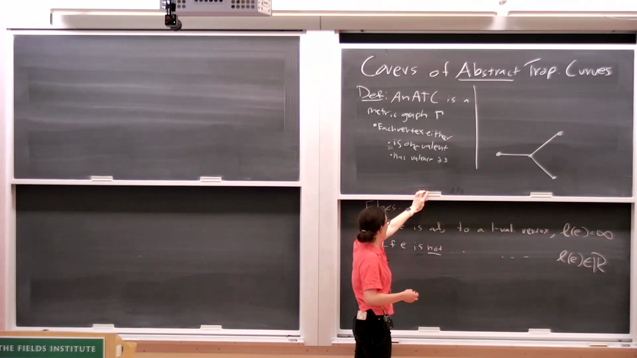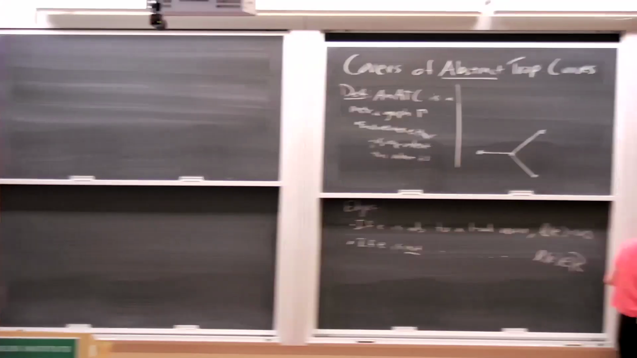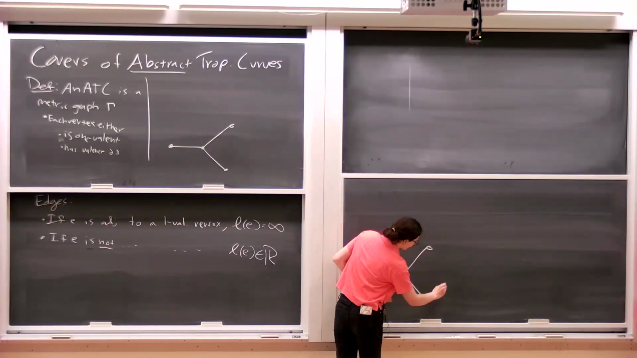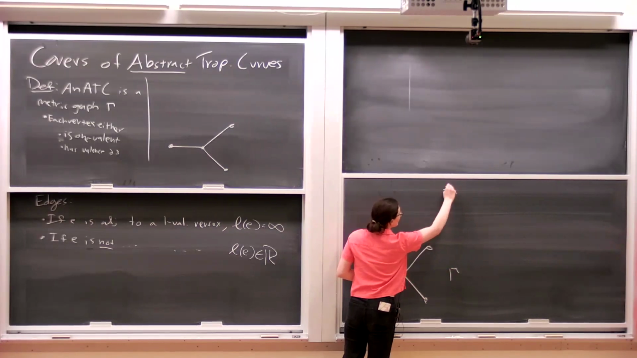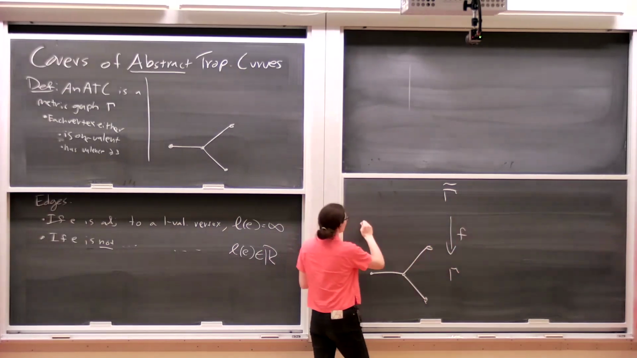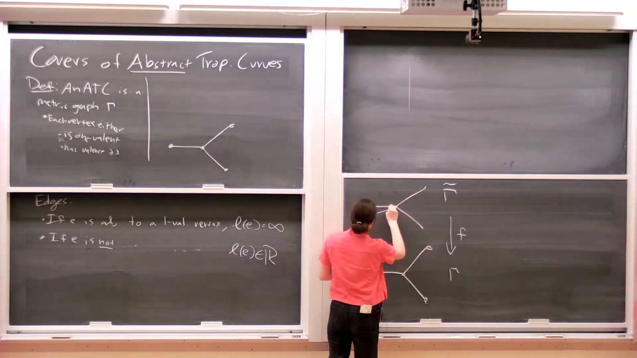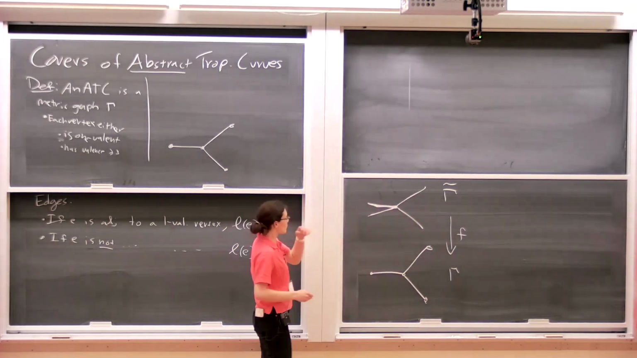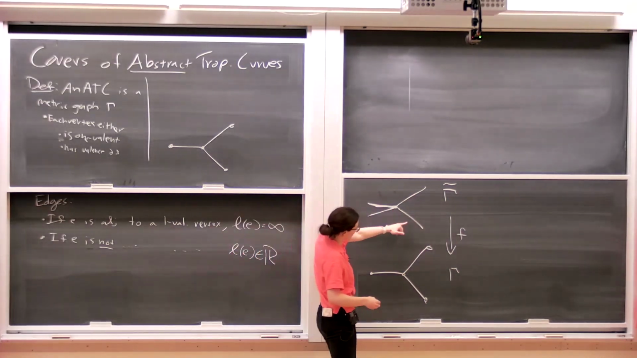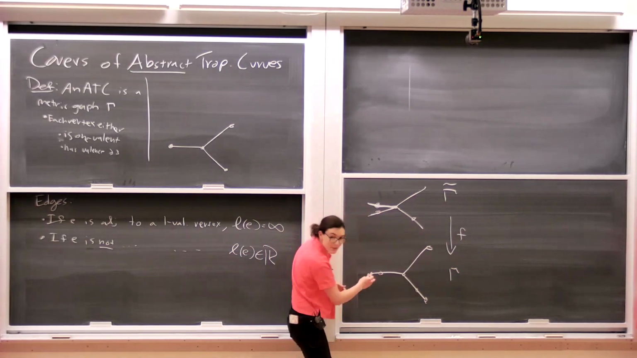So now we can actually look at our covers. So that's just an abstract tropical curve, but we want a cover of an abstract tropical curve. So a cover of one of these guys is another metric graph and a continuous function between them. So let's give an example here. Okay. So if we take this graph here and we just project down, so this point would map down here, both of these points would map down here, for instance.